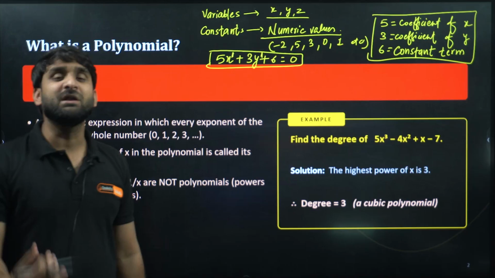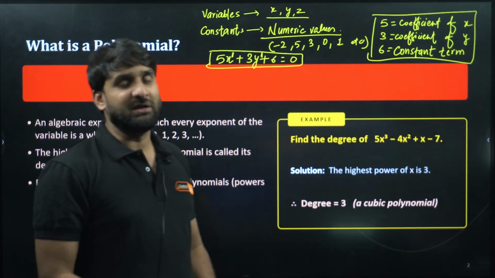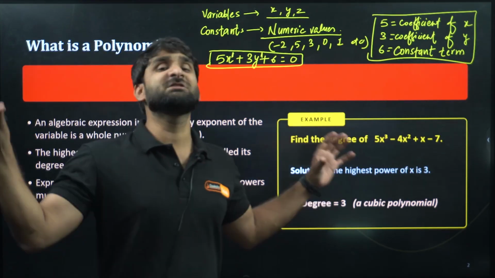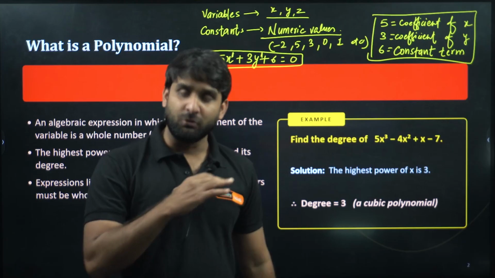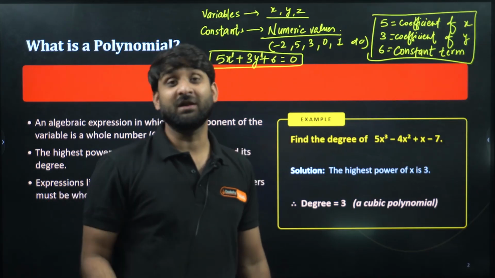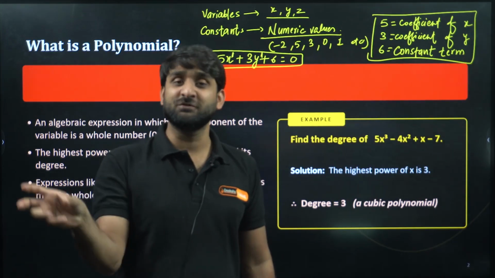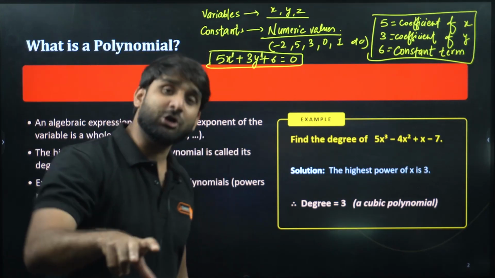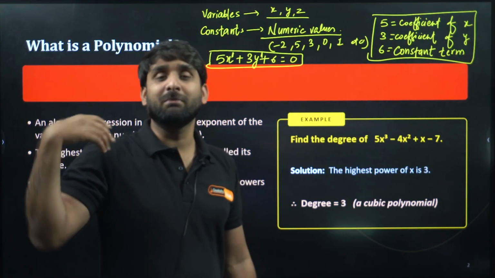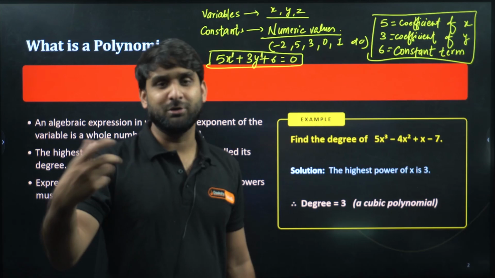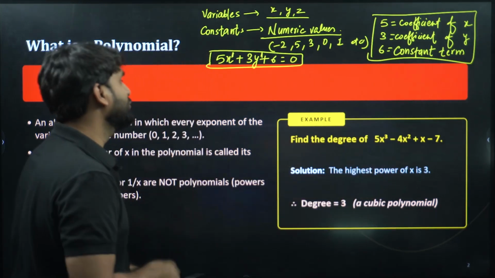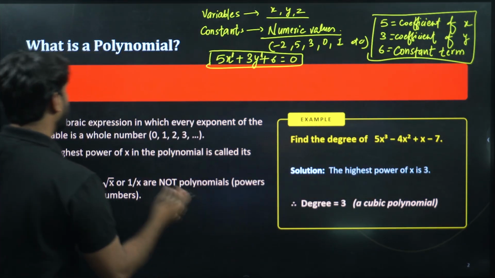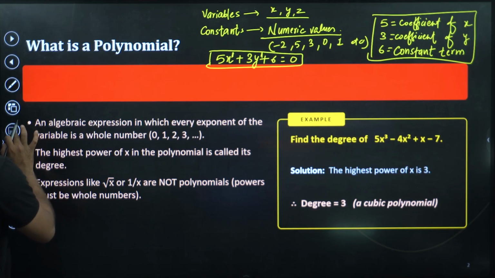So there are a few conditions for polynomials. It is not necessary that every algebraic expression will be a polynomial. We have to check first whether the conditions for a polynomial are being followed or not. Then only will we be able to say whether the given expression is a polynomial or not. I hope this is clear to you all. So basically, polynomial, I hope the definition is clear.